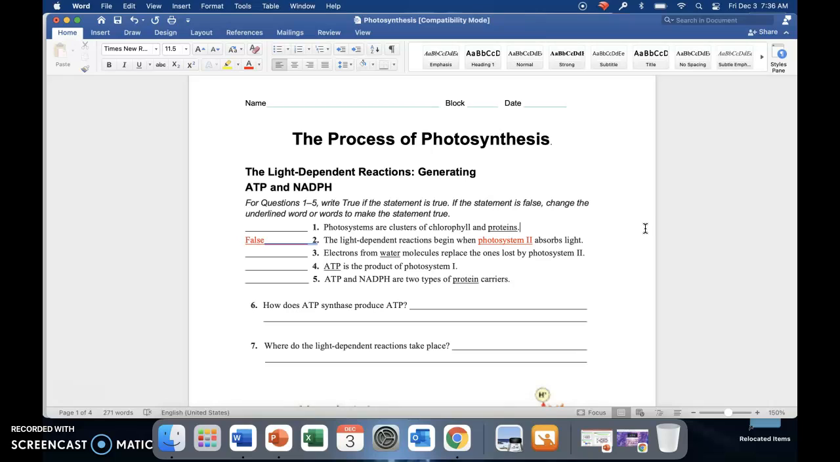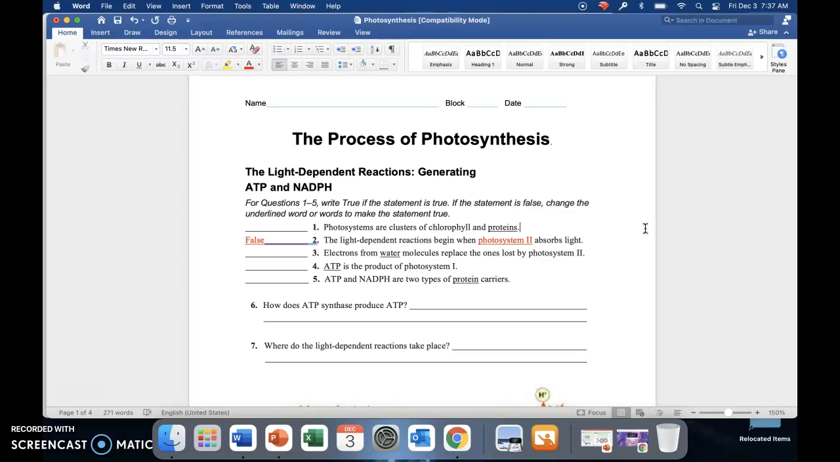Number 3, electrons from water molecules replace the ones lost by photosystem 2. That is what happens during the light-dependent reactions. That's the reason that we need water during photosystem 2. The water gets broken down. The electrons from those waters are then used for energy.